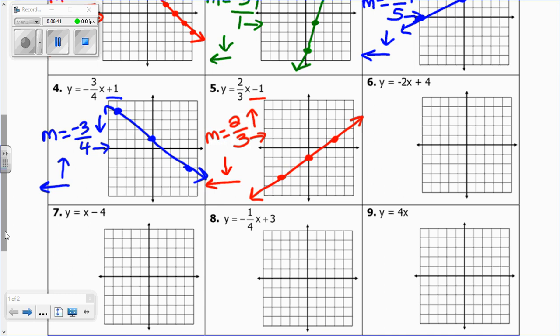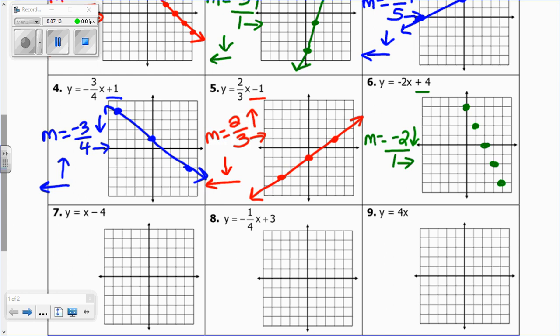And then let's try number 6. So we're going to start with our y-intercept of positive 4. And then we have a slope of negative 2, which is negative 2 over positive 1. So we're going to go down 2, right 1, place a point. And then from that point, go down 2, right 1. And then go down 2, right 1, and continue until you fill up the space.